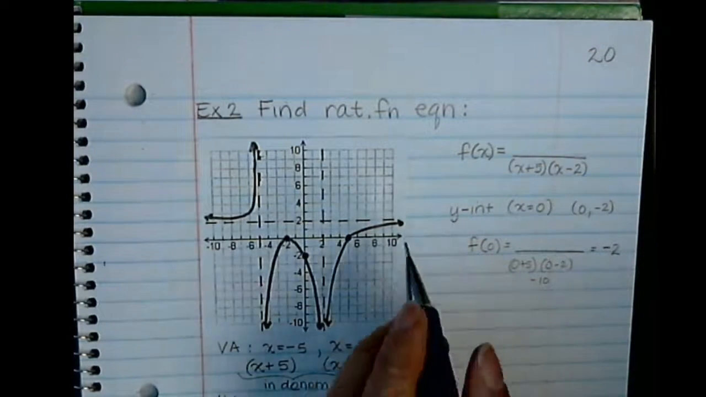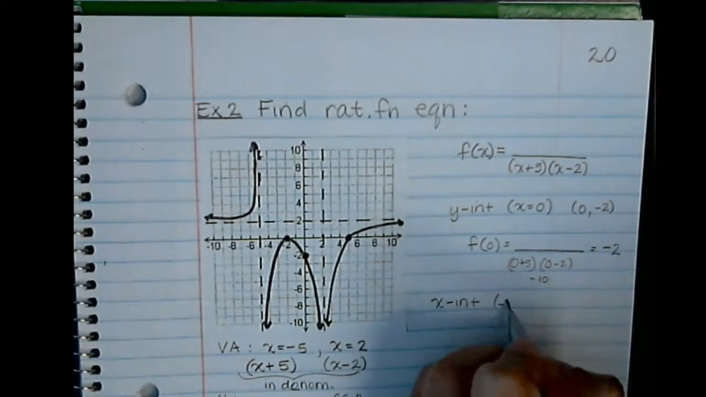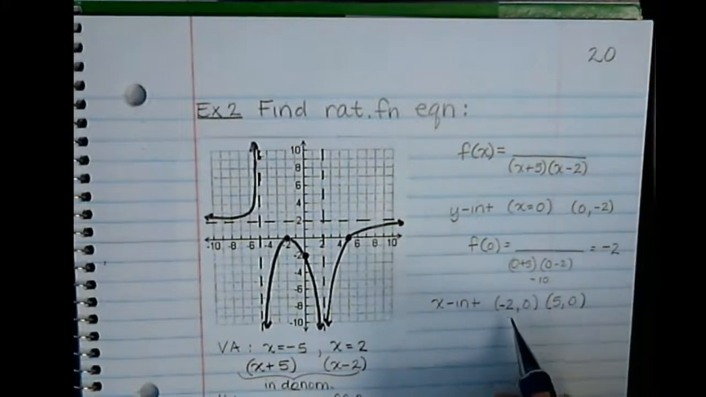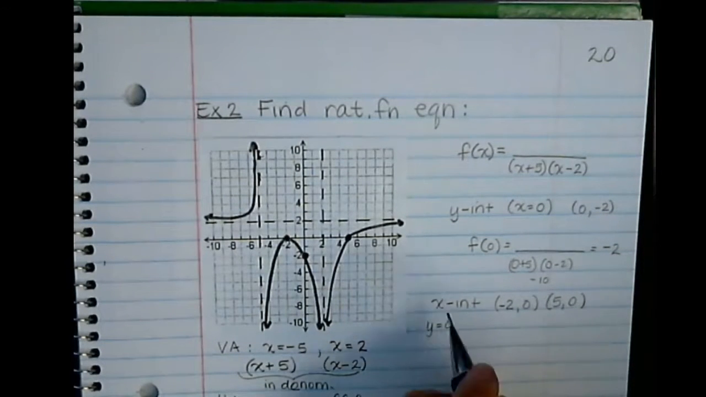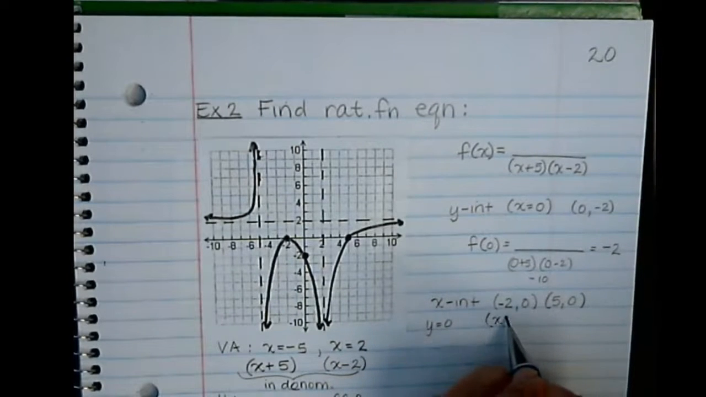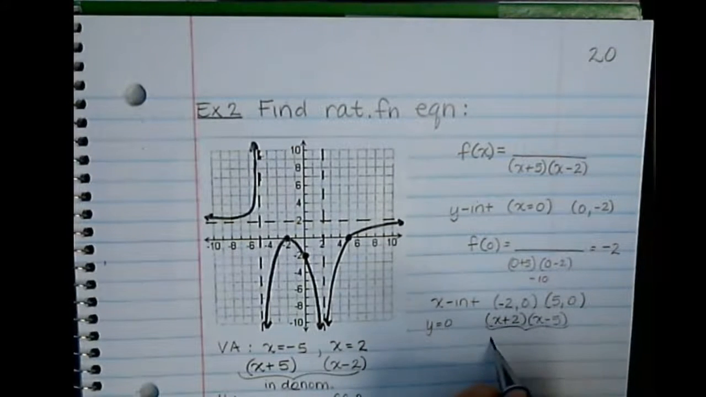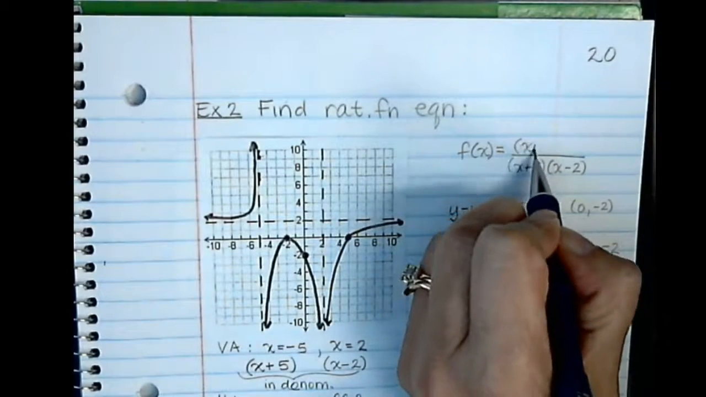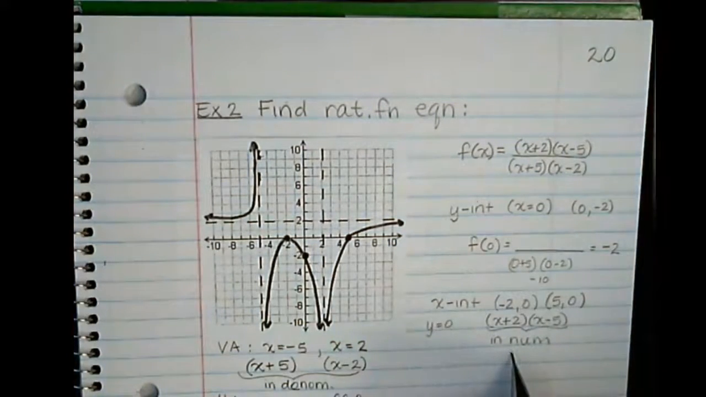We can try to look for our x-intercepts. For x-intercepts, we find the points -2, 0 and 5, 0. Remember, to find x-intercepts, we let y equal 0, and we literally just let the numerator equal 0. So we must have had x plus 2 and x minus 5 in the numerator. So I'm going to put that way up here and write down x plus 2 and x minus 5. Those came from the x-intercepts.